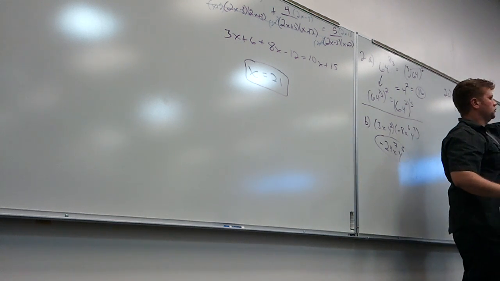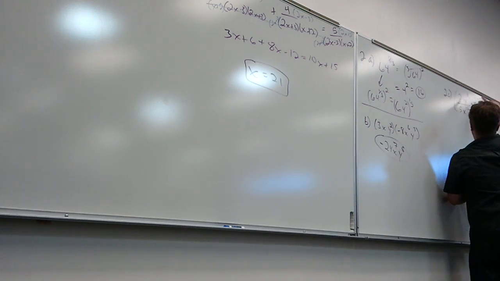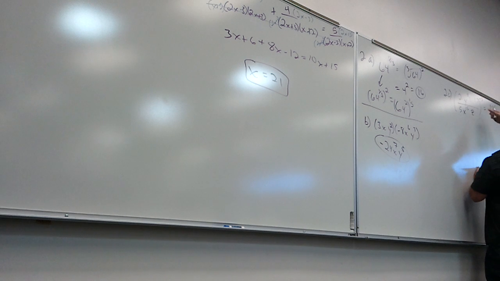Negative third power tells me to do 2 things. It says flip and cube. So I'm just going to do both. 5 cubed is 125. It's going to go up.